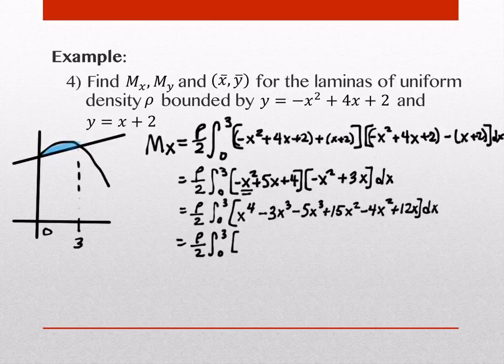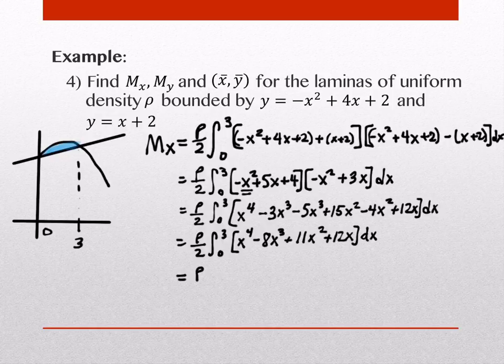Okay, pairing things up, I've got x to the 4th minus 8x cubed plus 11x squared plus 12x. Is that what you guys have? Fantastic. Can we integrate that? Well, of course we can. We're over 2. All right, so I have 1/5 x to the 5th, I have 2x to the 4th, plus 11/3 x cubed, plus 6x squared.